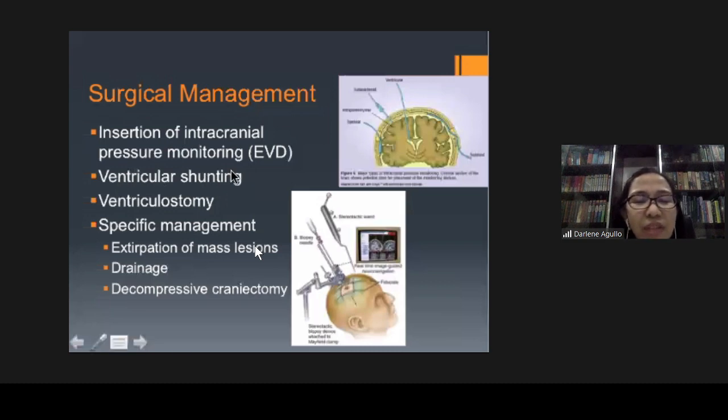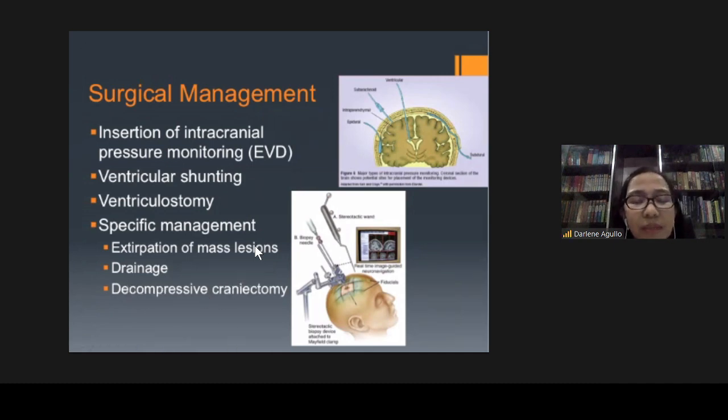And then ventricular shunting or CSF diversion in patients with non-communicating hydrocephalus or ventriculostomy. Ventriculostomy, pwedeng third ventriculostomy or lateral ventriculostomy. And specific management for hematoma or abscess, so evacuation of hematoma, excision of tumor, no, or drainage of abscess.